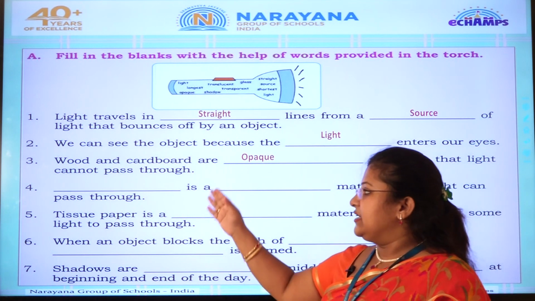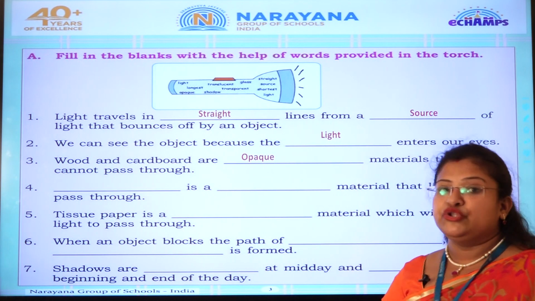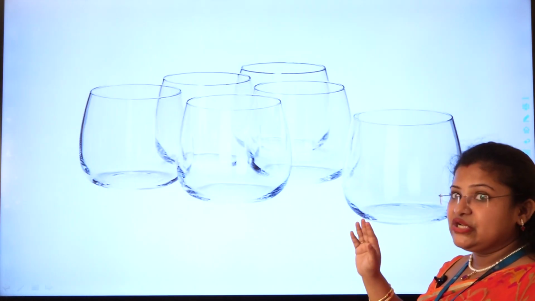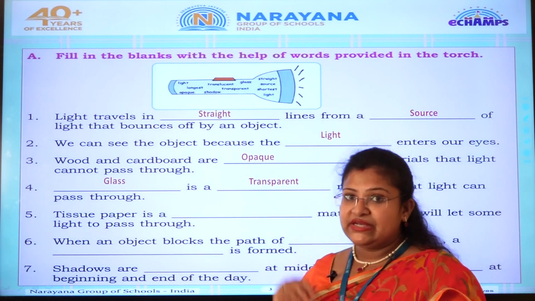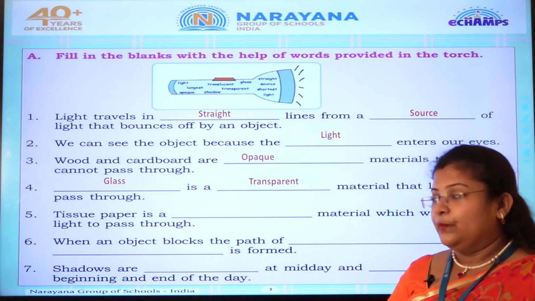Next, fourth one: dash is a dash material that light can pass through. We will see the photo. What is this, children? Glass. So glass is a transparent material that light can pass through.